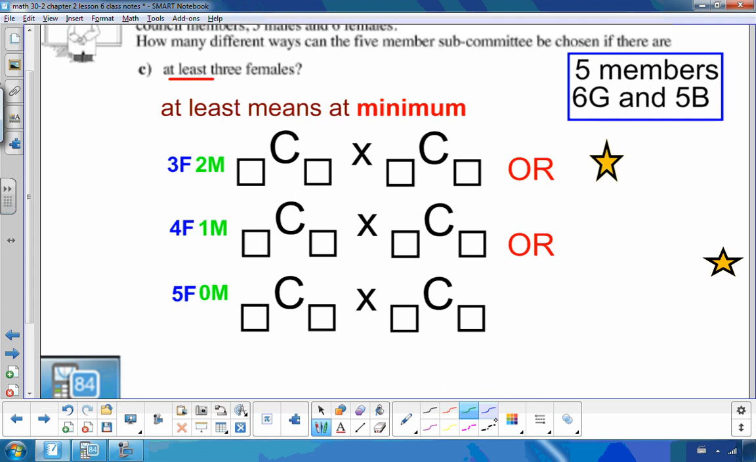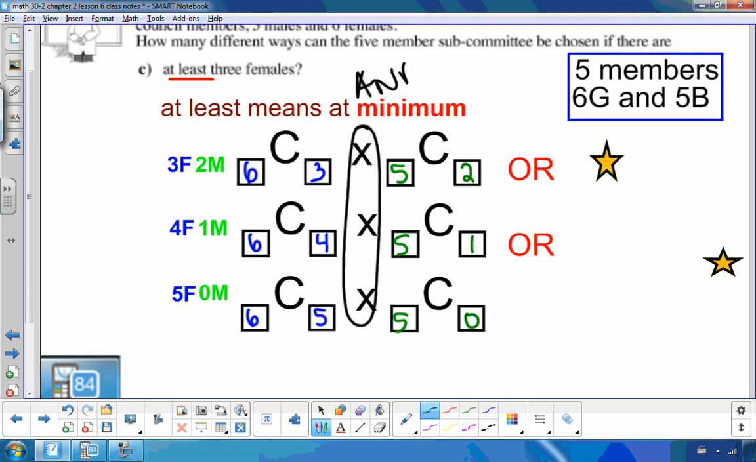So let's fill in the females first. I have 6 females, and in this case I want 3. 6 females, I want 4. 6 females, I want 5. Now, with those have to go the males because I have to add up to 5 members. So for the boys, I have 5, 5, and 5. So I'm going to do 5C2, 5C1, 5C0. So again, we're multiplying these together because those are the ANDs. 3 females and 2 males.